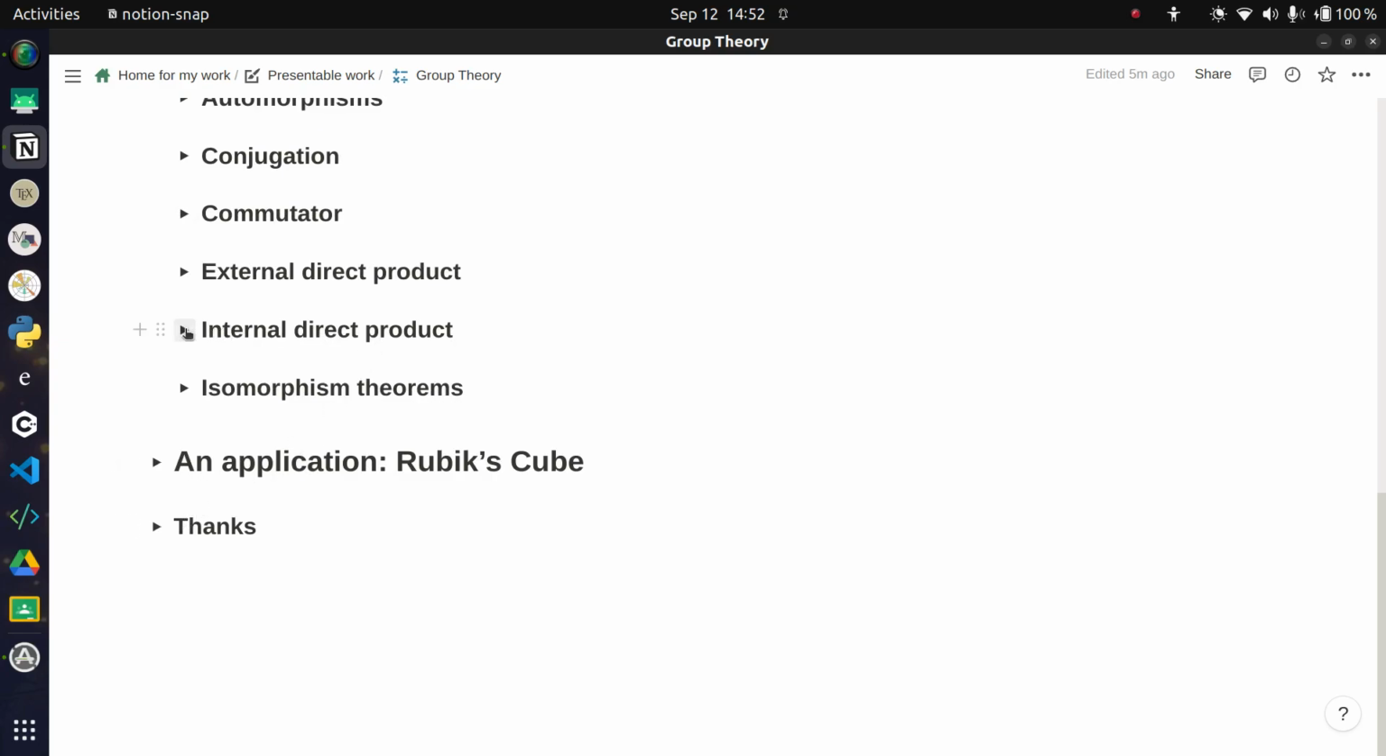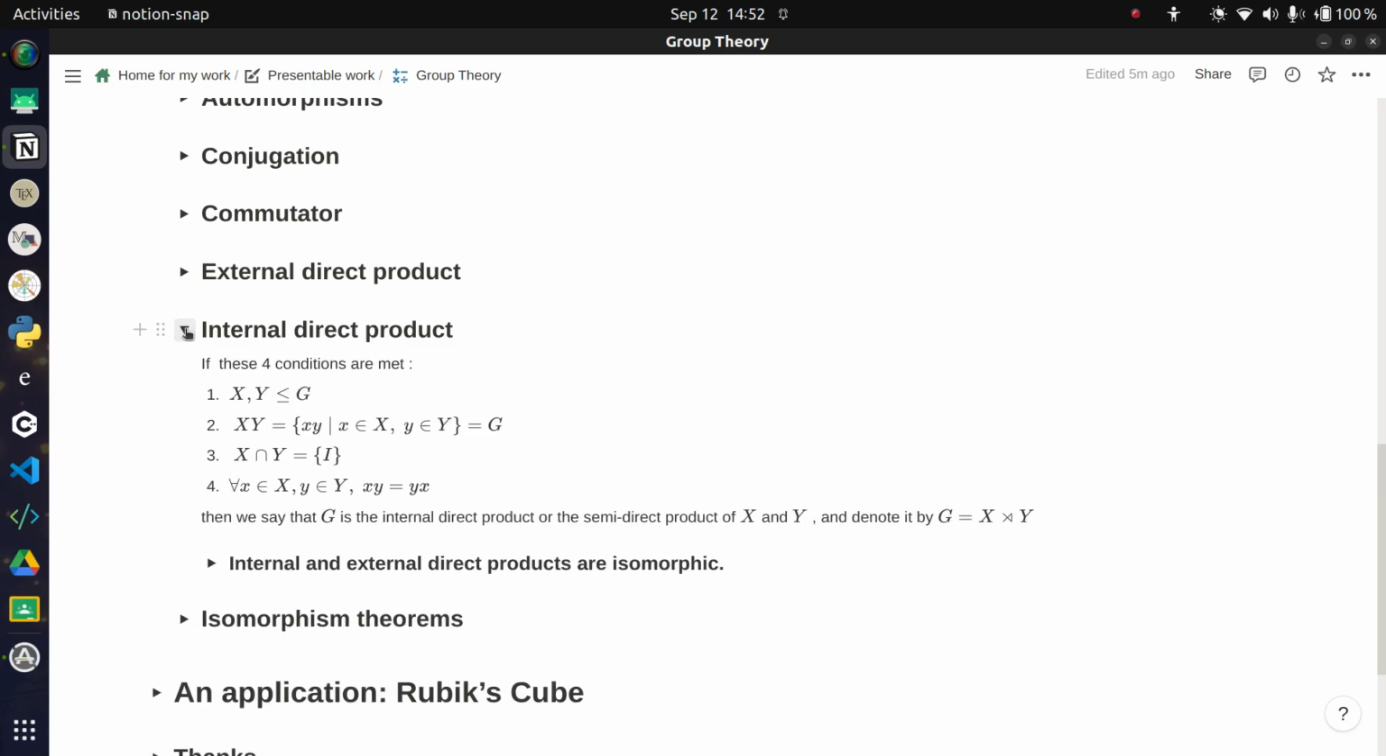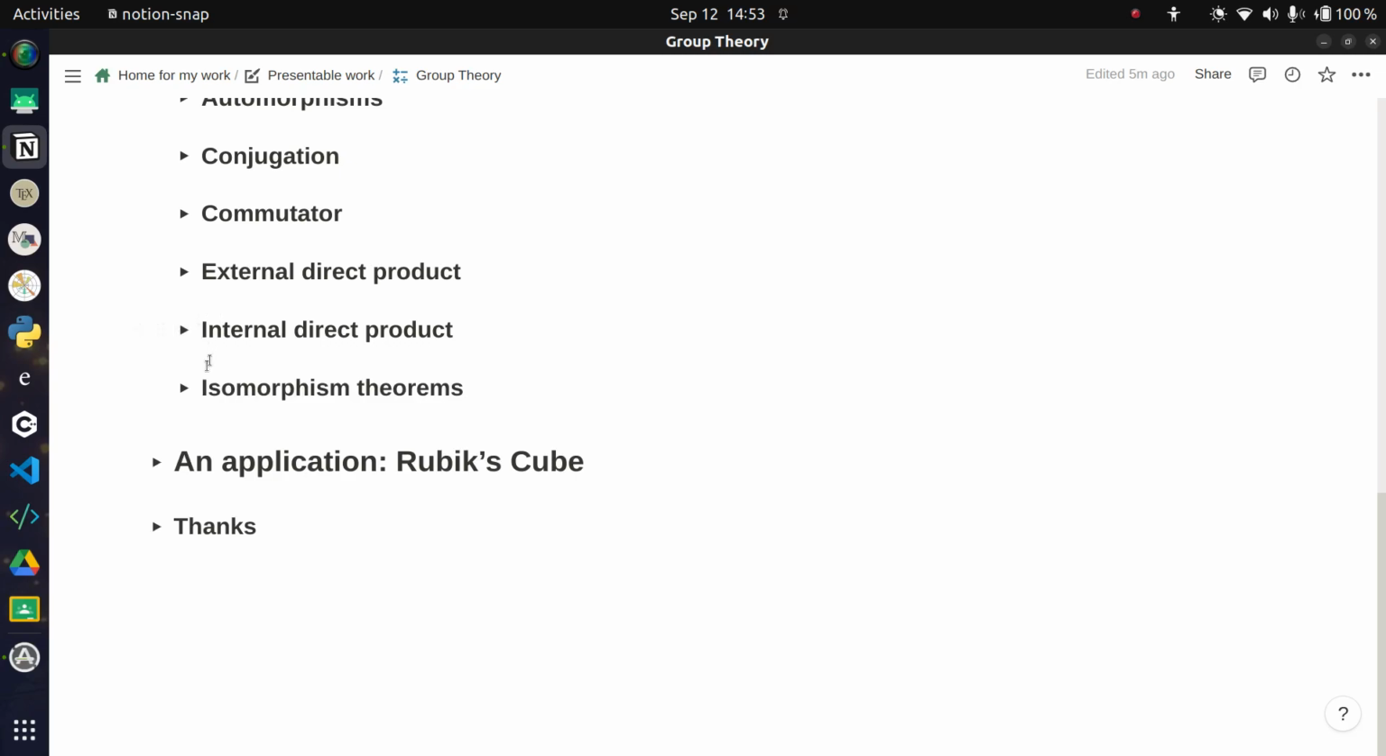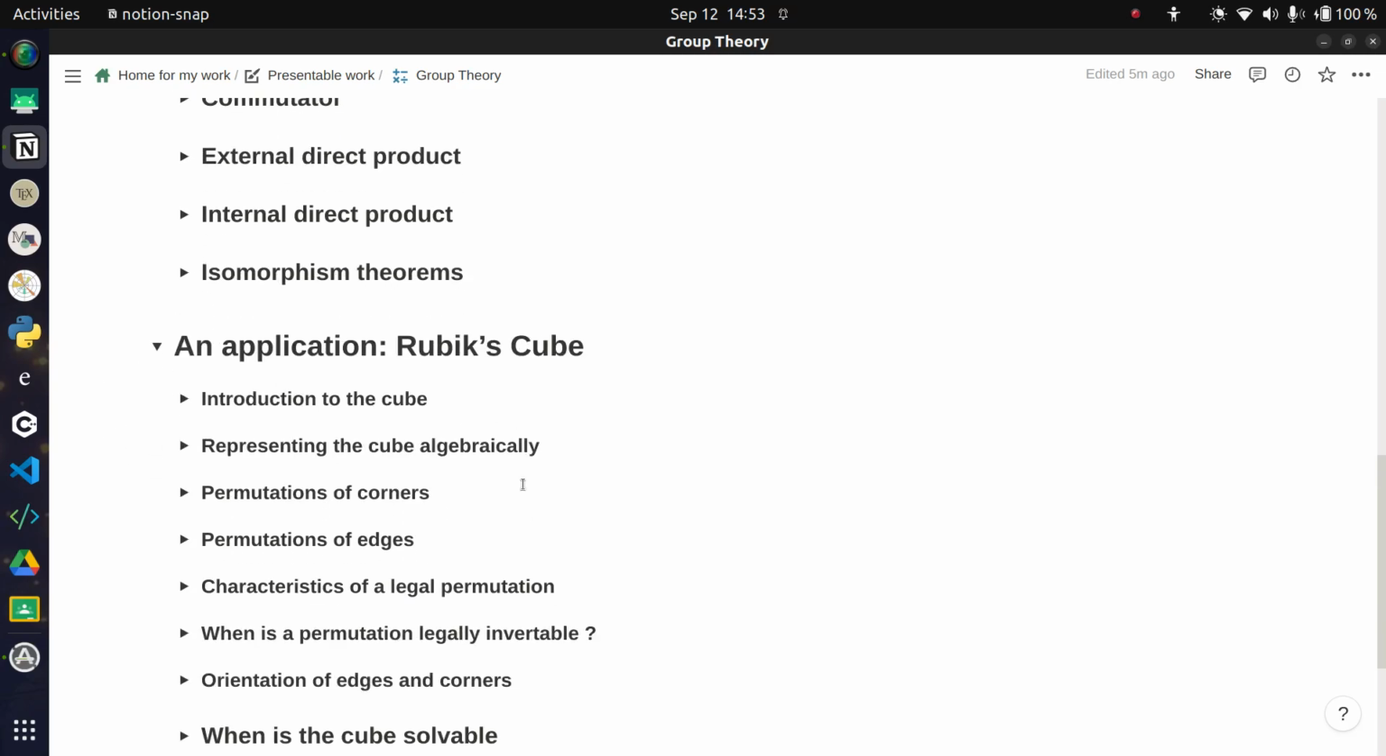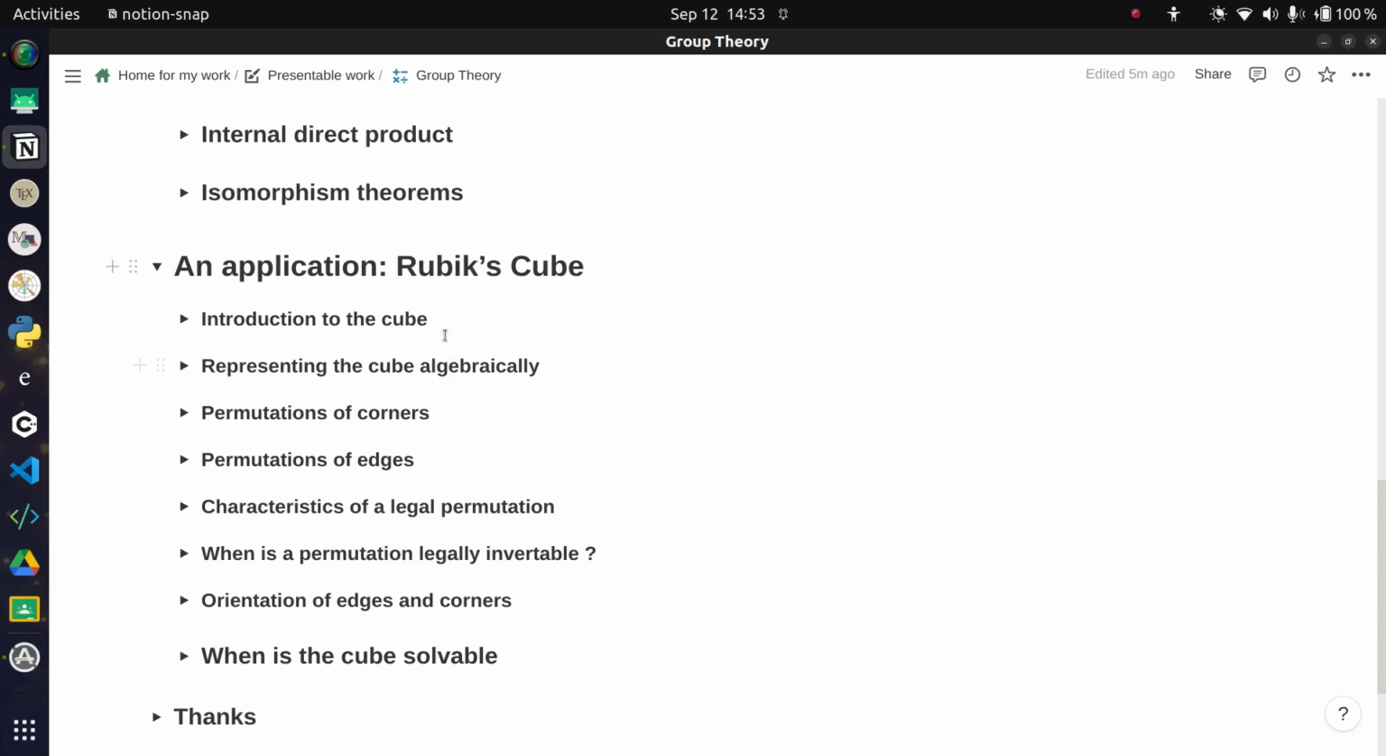Also, I updated some stuff in the internal direct product because I learned that there's a thing called the semi-direct product, which is basically the internal direct product, but it's written in a different notation. It's written as X and whatever this symbol is times Y, right? Okay, now let's go to the Rubik's cube. This is a fairly large chunk, so I'm just going to skim over all of it.